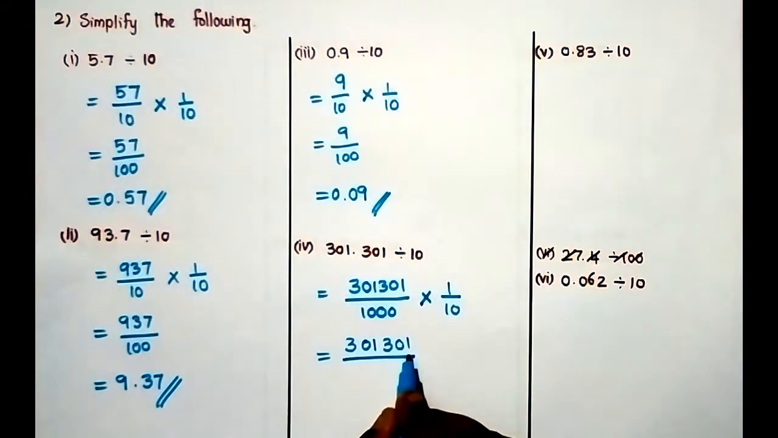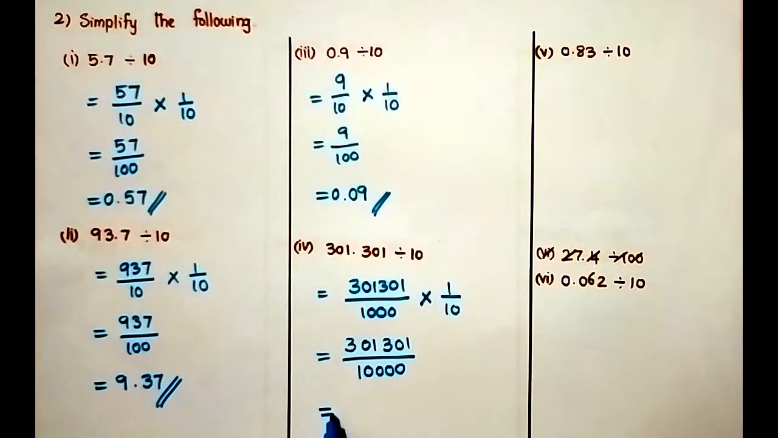3.1301 divided by 1000 into 10,000. Now before 4 digits we have to keep the point. So 0.31301 is the answer.